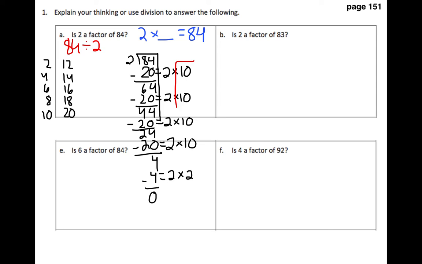My quotient is, add this all up, 10, 20, 30, 40, 42. And do we have any left over, any remainder? No, because we have 0 here. So that tells me that 2 times 42 equals 84. Since that divides evenly, 2 is a factor of 84.